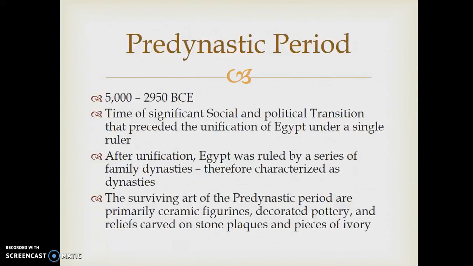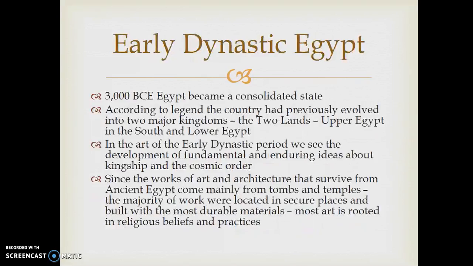So first we're going to start with the pre-dynastic period. We're looking at 5000 to 2950 BCE. This was a transition period, and you're going to see with the first image that we look at, it's basically about the unification of Egypt. Because they were very separated, they had North and South Egypt, and they had different rulers, and this is the period where they all come together.